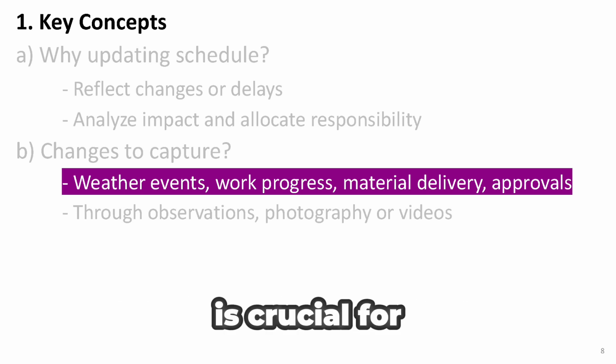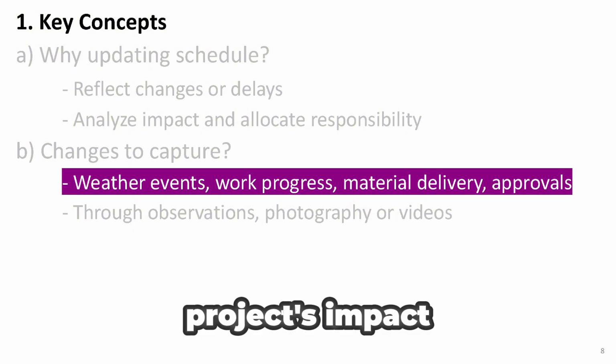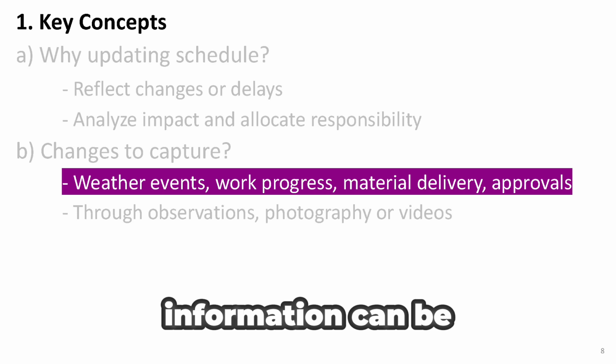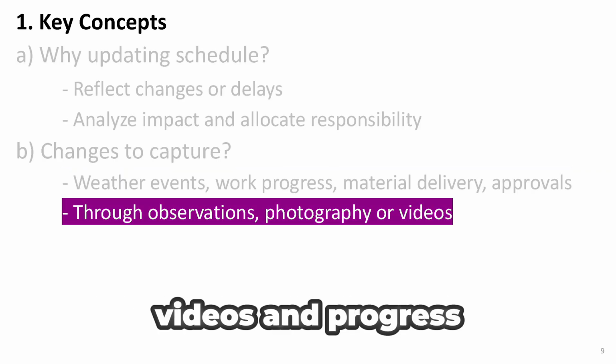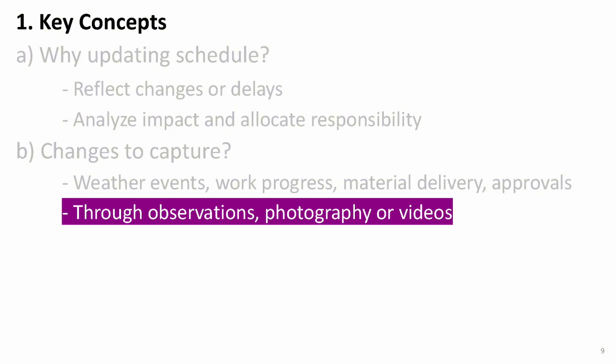Monitoring these factors is crucial for identifying the root causes of delays, and that's key for analyzing the project's impact and allocating responsibility. All of this information can be gathered through things like direct observations, photos, videos, and progress reports, which will give us accurate documentation of what's actually happening on site. That way, we've got everything we need to manage the project properly and keep it on track.